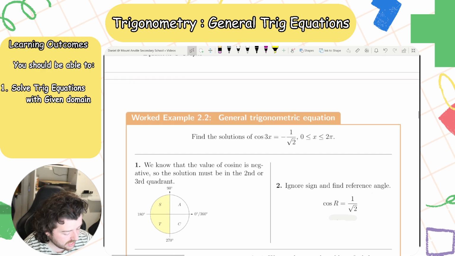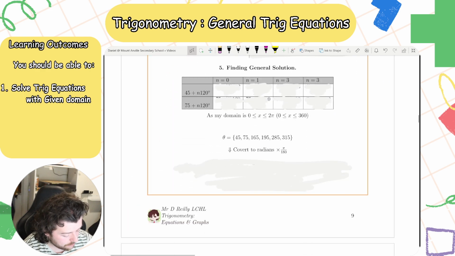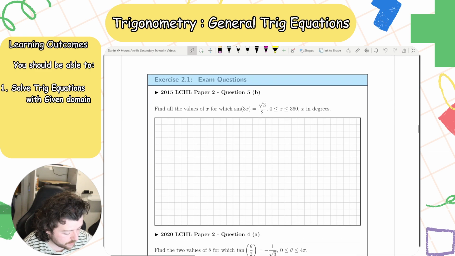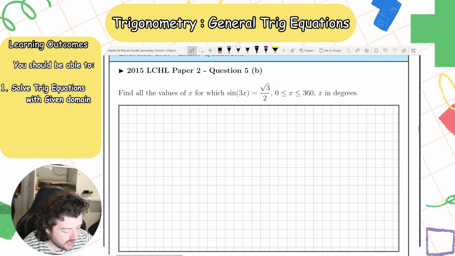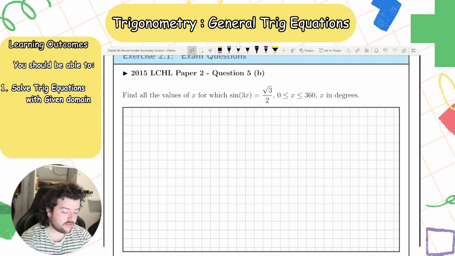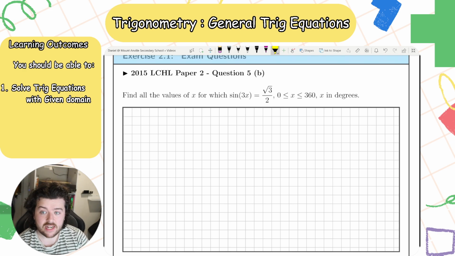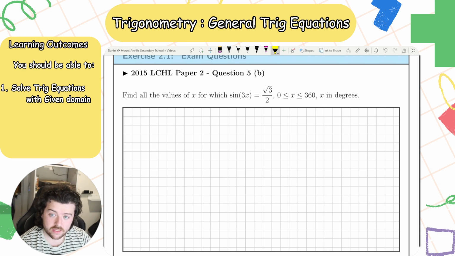So let's have a look at an example here. Find all the values for x for which sine 3x equals root 3 over 2, where x is between 0 and 360. This is a 2015 Leaving Cert exam paper, paper 2, question 5. Here x is in degrees.